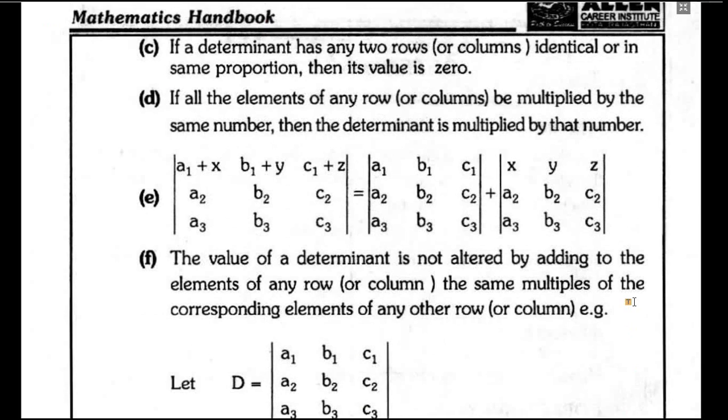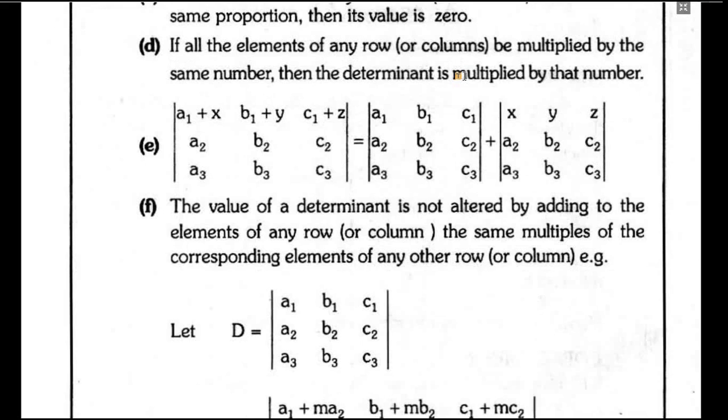Now if the determinant has any two rows or columns identical or in the same proportion, then its value is 0. कोई भी डिटर्मिनेंट में दो रो या दो कॉलम अगर सेम है या सेम प्रोपोर्शन में है तो उनकी वैल्यू 0 होती है. If all the elements of any row or column are multiplied by the same number, then the determinant is multiplied by that number. अगर किसी भी एलिमेंट या रो को हम मल्टीप्लाई करते हैं सेम नंबर से तो ओवरऑल डिटर्मिनेंट जो है हमारा मल्टीप्लाई होता है उस नंबर से.